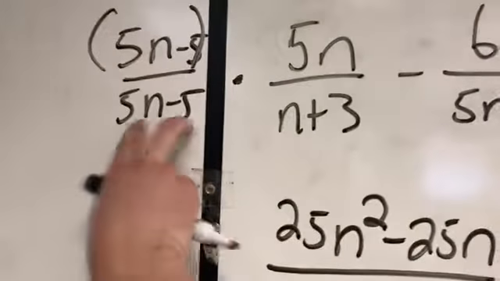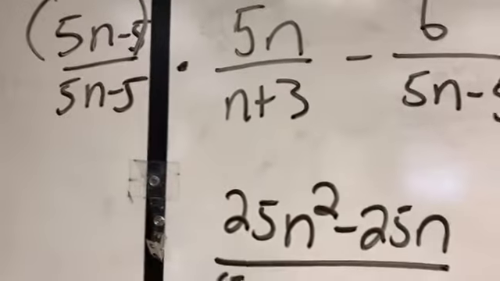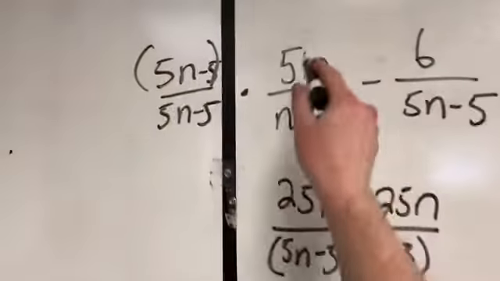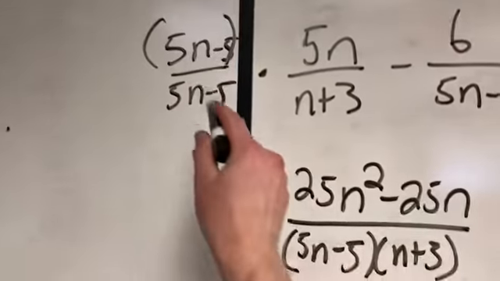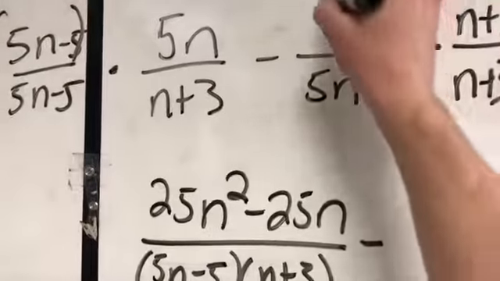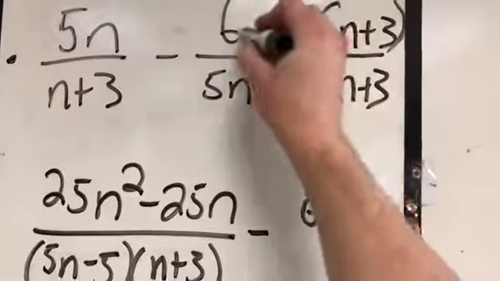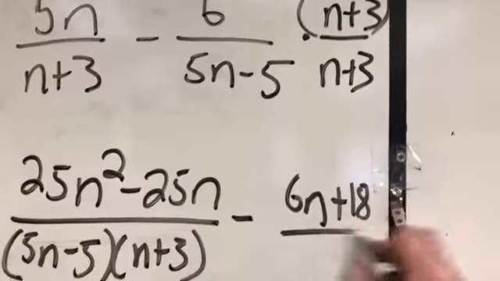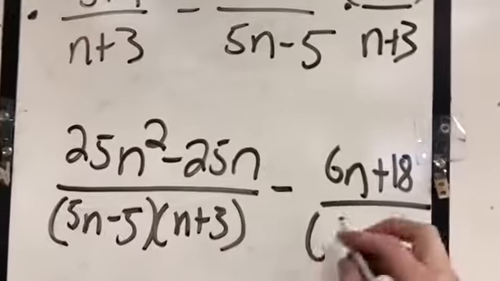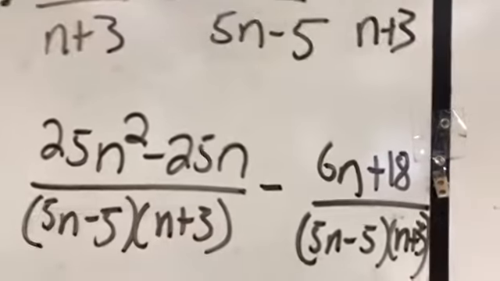Over, I'm just going to leave these as factors. You could do the double distribution, but I'm just going to leave them as the factors multiplied together. So I distributed that 5n, then I just put my two denominators side by side. Minus, once again, this is going to be like distribution. 6 times n is 6n. 6 times 3 is 18. Over, I'm going to leave my two denominators as factors. It's an n plus 3.